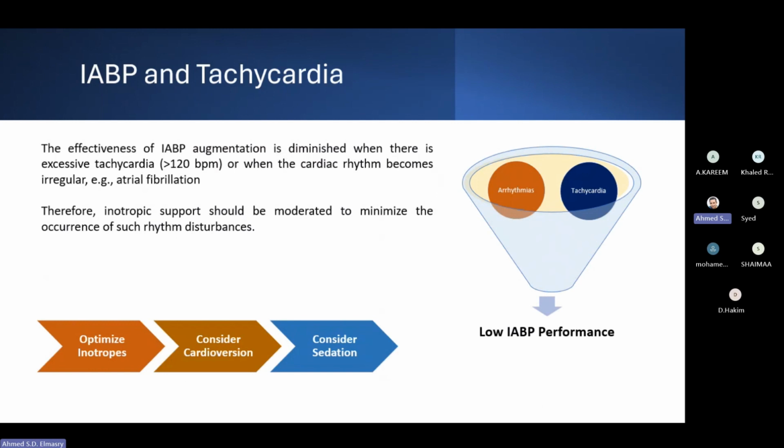So if you have a patient with arrhythmia or tachycardia, this might lead to reduced intra-aortic balloon performance. You should consider optimizing your inotropes, which might increase the heart rate and might increase the arrhythmia. And you should consider cardioversion and rate control medication in order to decrease the heart rate to optimize the intra-aortic balloon performance. And also, if the patient is awake and agitated, you can consider sedation in order to decrease the sympathetic activity and decrease the heart rate a little bit.